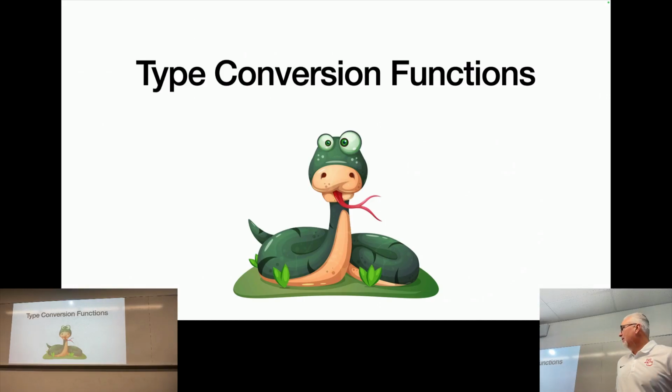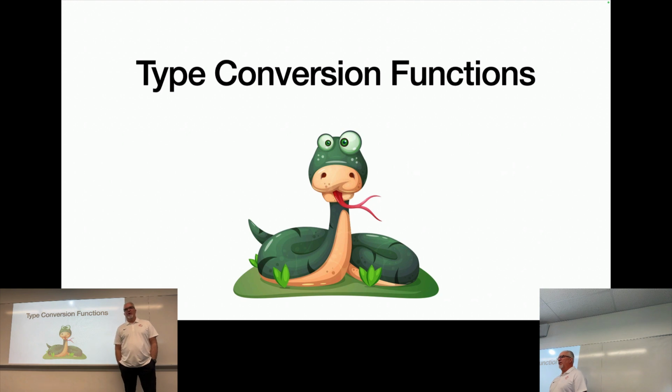So the first thing I want to cover today are what I would call type conversion functions. We talked about the four data types that we're building on in this class. And there are way more than four data types in Python, but we talked about string, integer, float, and Boolean. Okay. String, we talked extensively about last time.